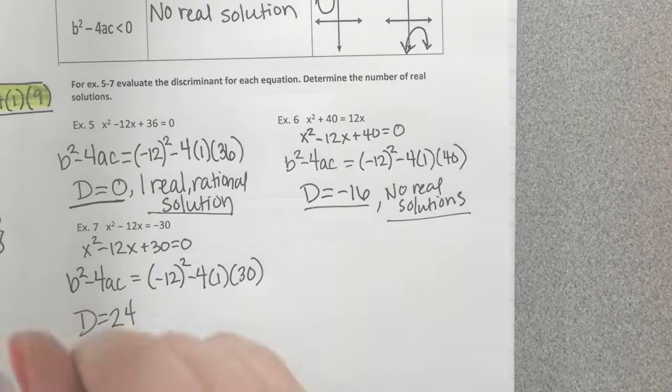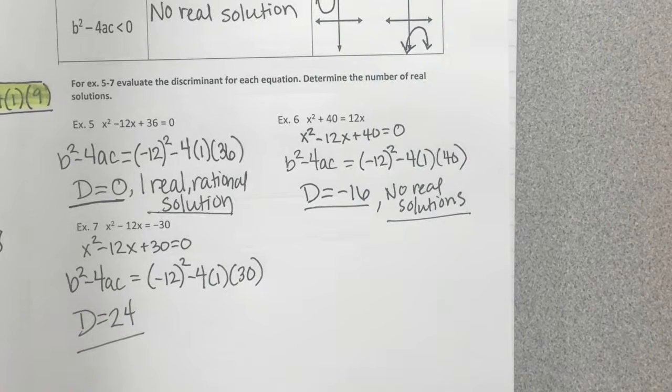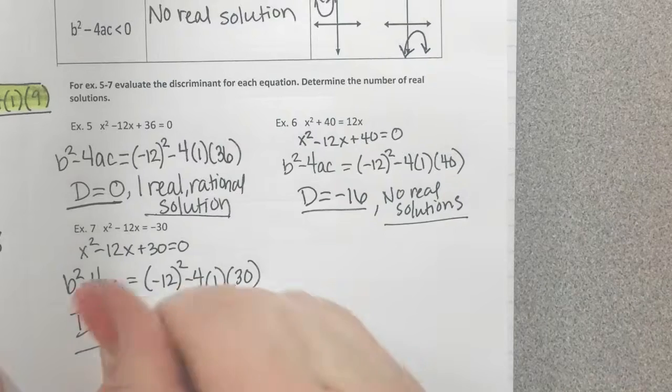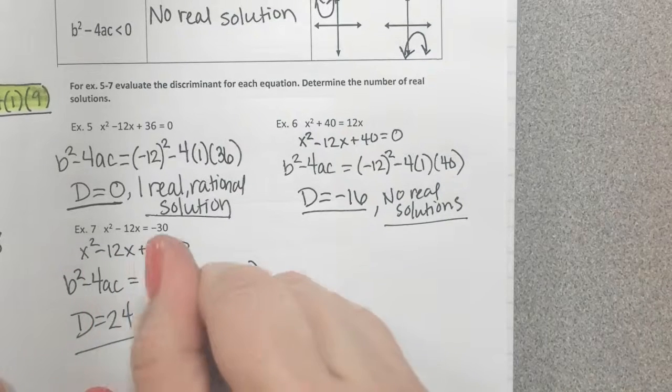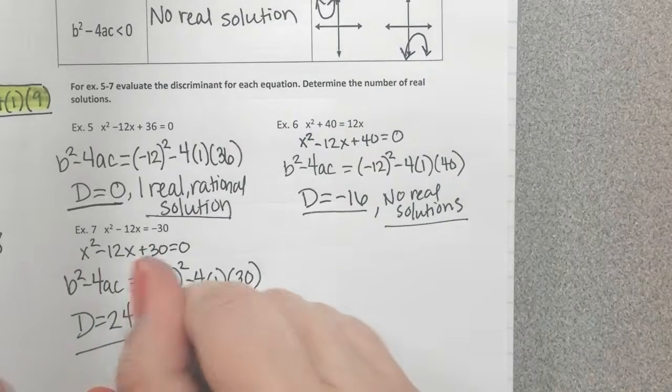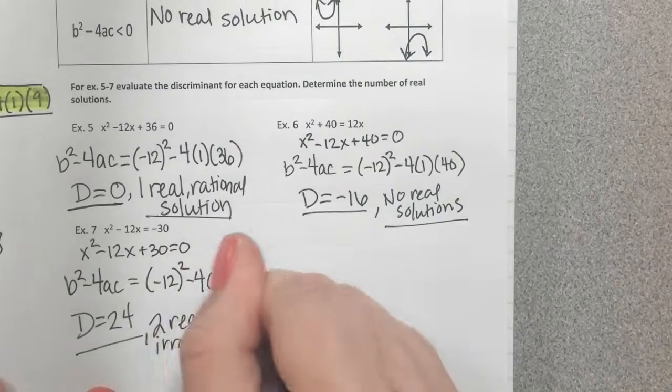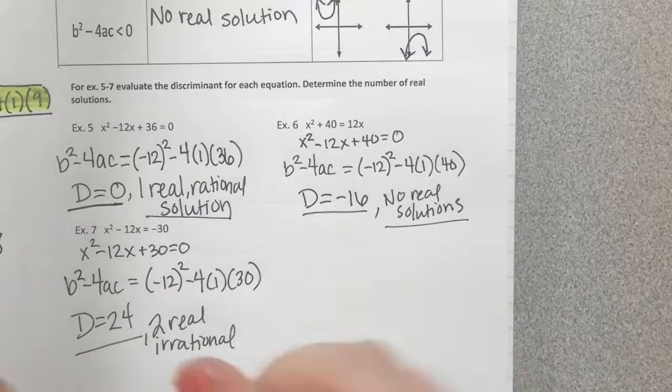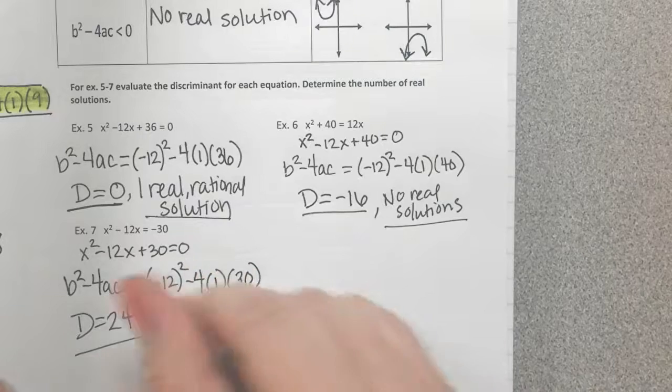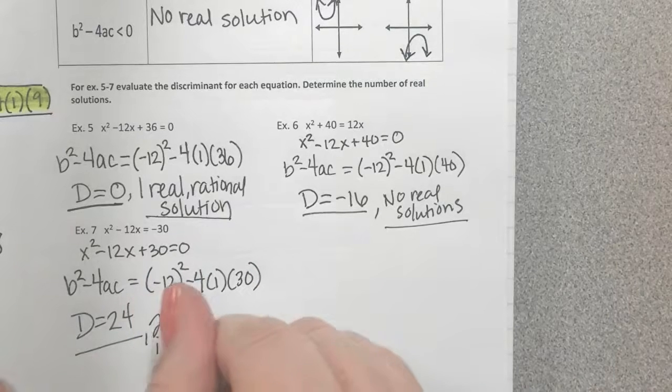So we know that there are two real solutions, but are they going to be rational or irrational? Is 24 a perfect square? No. 25 is, but not 24. So we would say there are two real irrational solutions, meaning I know that there are two answers and that there's going to be a square root left in the answer. Two real irrational solutions.